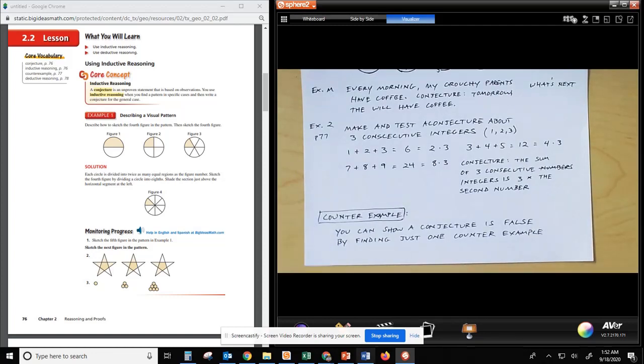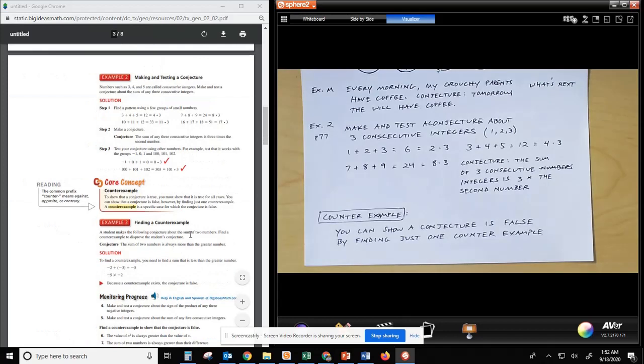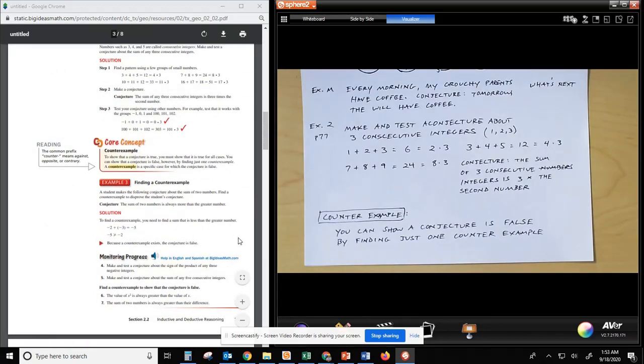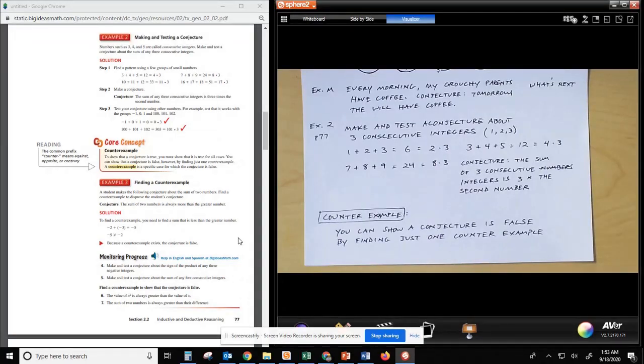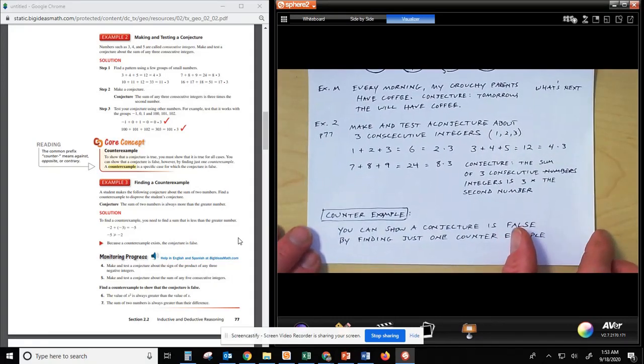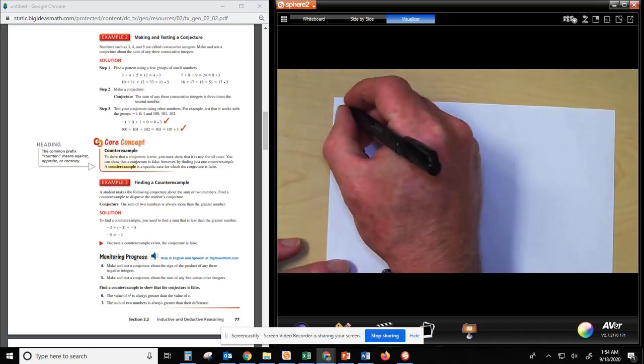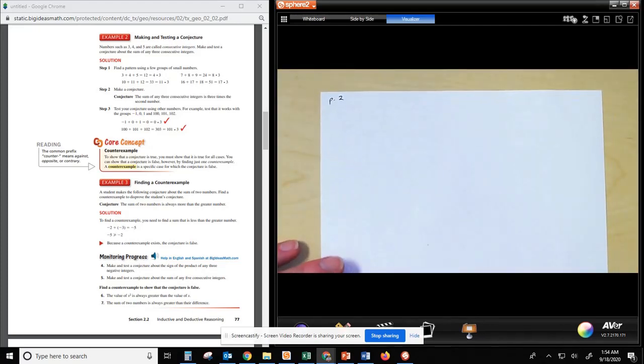So a counterexample, and in the book they give you a definition. What they say is, to show that a conjecture is true, you must show that it is true for all cases. You can show that a conjecture is false, however, by finding just one counterexample. And lawyers live and die by this kind of language to prove a case. A counterexample is a specific case for which the conjecture is false. You guys are doing great. We have completed one page of notes. I'm putting a little P2 up here in the corner to tell me that this is page 2. I flipped it over, or maybe a second piece of paper for yourself, or if you write big, maybe you're on to your third or fourth.